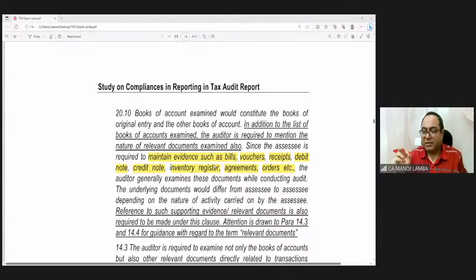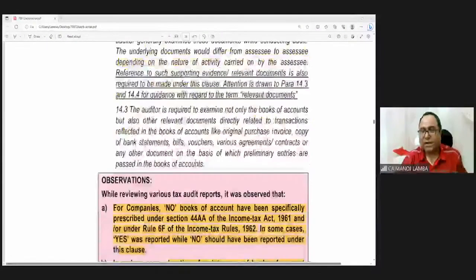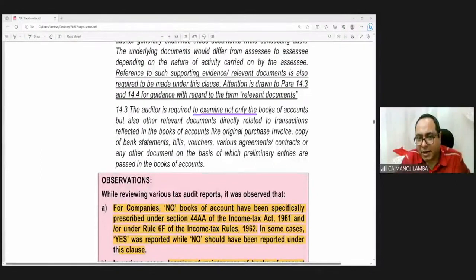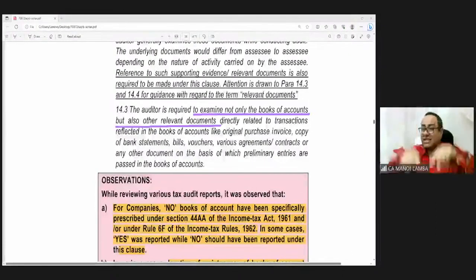Attention is drawn to paras 14.3 and 14.4 of the guidance note with regard to the term relevant documents. Please read it very carefully. 14.3: The auditor is required to examine not only books of account but other relevant documents. Please underline it. Not only the books of account but also the relevant documents relating to the transactions reflected in the books of account, like purchase invoices, copies of bank statements, bills, vouchers, various agreements, contracts, and other documents on the basis of which preliminary entries are passed or recorded in the books of account.